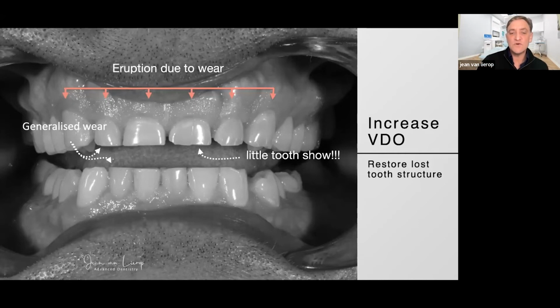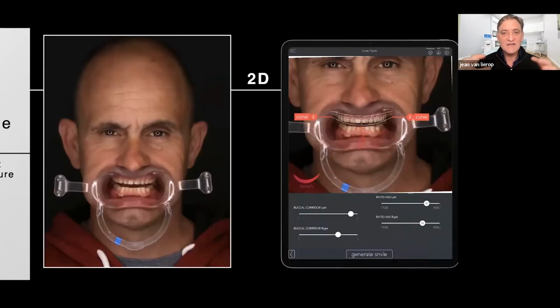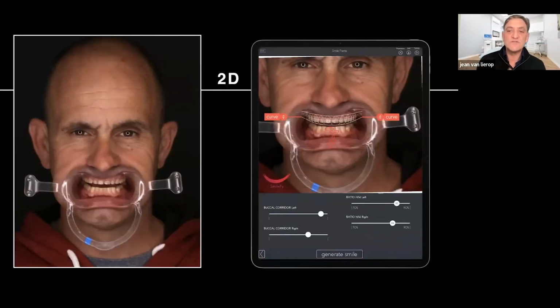We need to restore what has been lost, but not only in the front. We have to create a functional biological environment, which means we have to restore everything that is lost. How are we going to do that? By increasing the vertical dimension. So we need to increase everything. Okay. But even this complex kind of scenario still starts with exactly the same point. It starts with a 2-dimensional idea of where we want to end. The same steps.